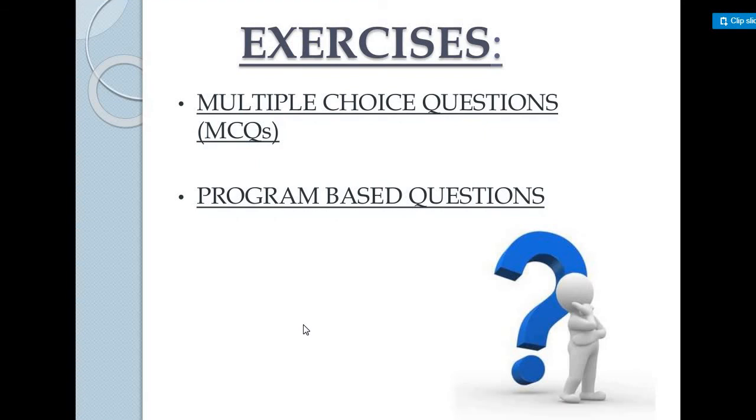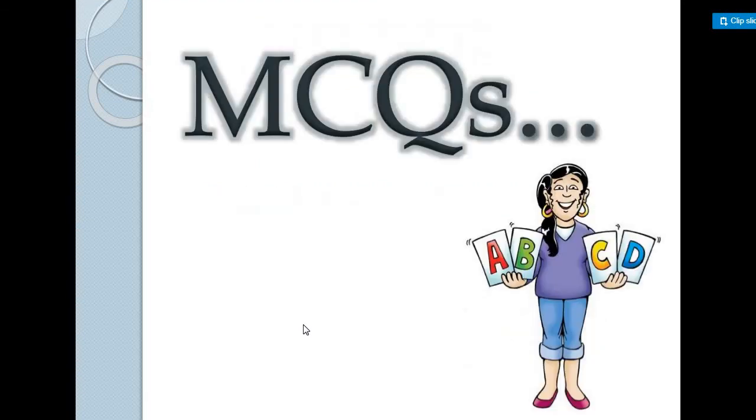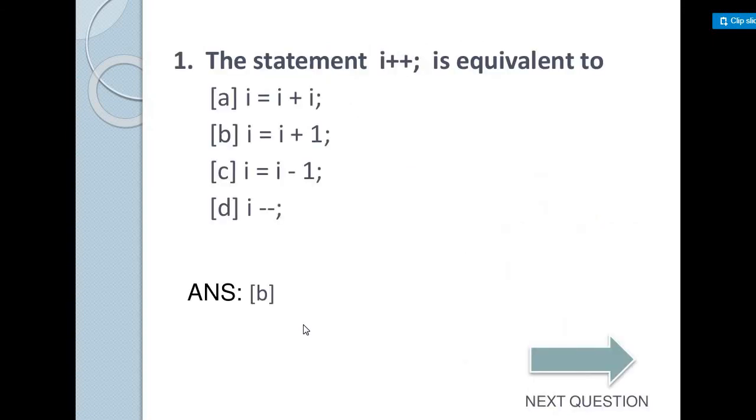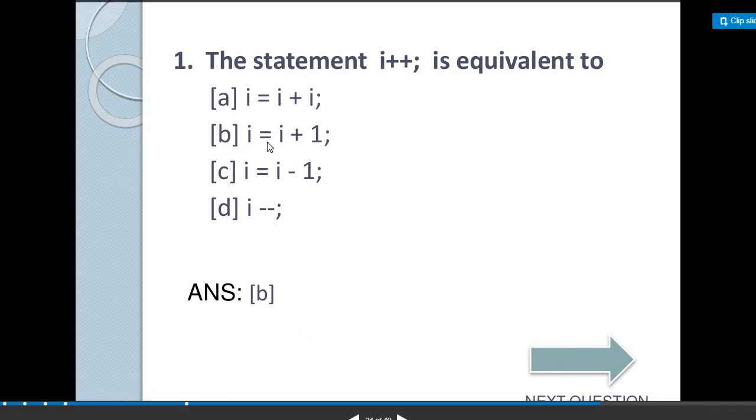Now some MCQs we can have. The statement i plus plus is equivalent to which of these: i equal to i plus i, i equal to i plus 1, i equal to i minus 1? Which one is correct? Because i plus plus means i equal to i plus 1, option B is correct.